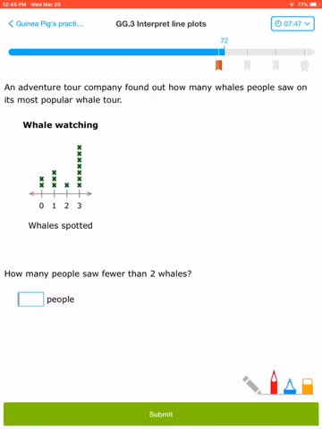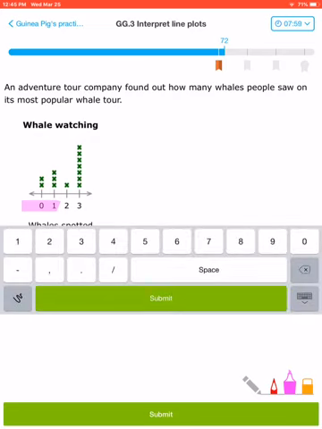Almost finished. How many people saw fewer than 2 whales? Fewer than means 2 is not included. I only want the numbers less than 2. So I'm only going to count the 1 and 0. And there are 5.